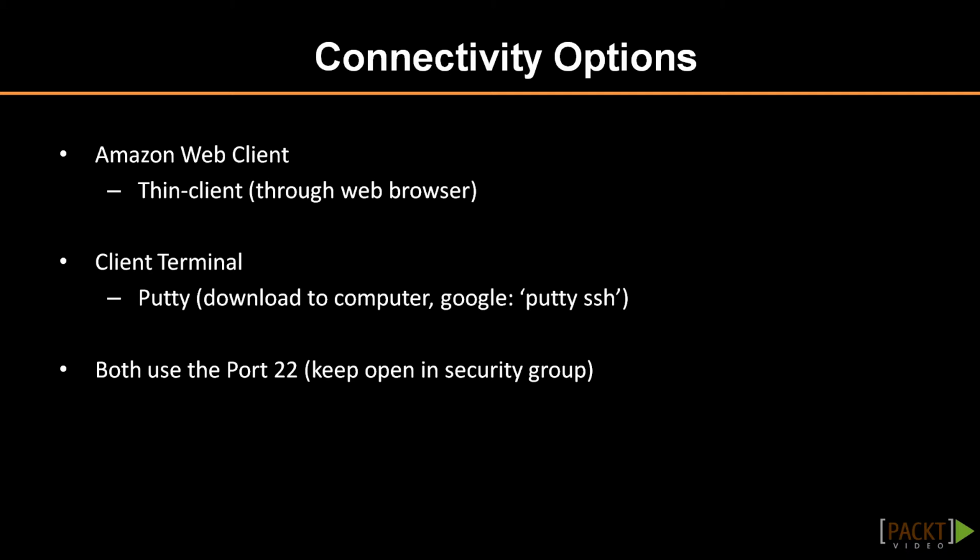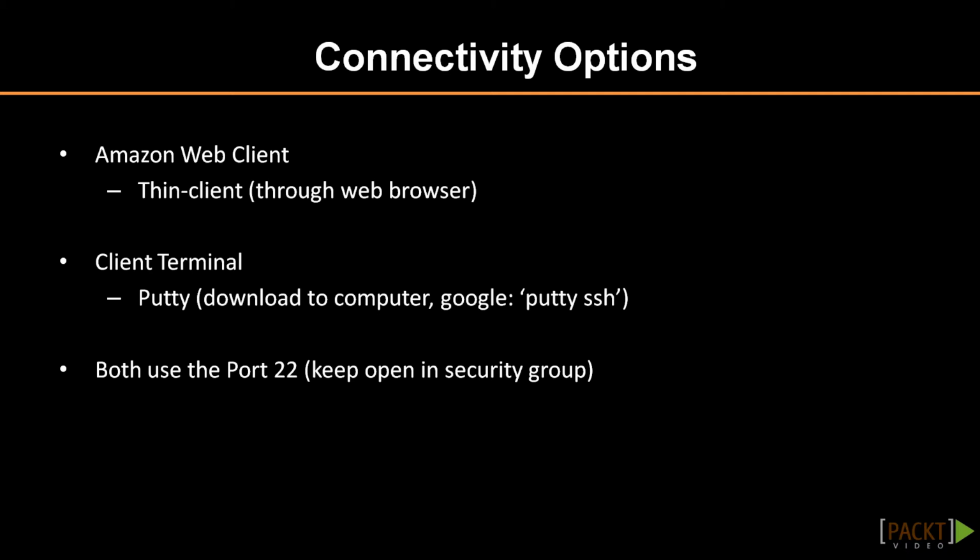From the EC2 instance dashboard, you will use a Java web program that will allow you to connect to your instances. The other option is you can also use a client terminal that installs some software on your computer. It's a free software called PuTTY, and to download it to your computer, just go to Google and type in PuTTY SSH. The first link that comes up is a link to the PuTTY utility. Remember, in both scenarios, you're using the SSH protocol, and SSH protocol uses port 22. So whatever security group you assign to your instance, make sure that port number 22 is open. So let's get started.